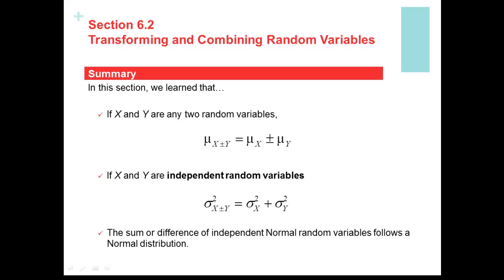That's it for section 6.2. Section 6.3 will be on two specific types of random variables. One will be known as a binomial distribution, and the second a geometric distribution.